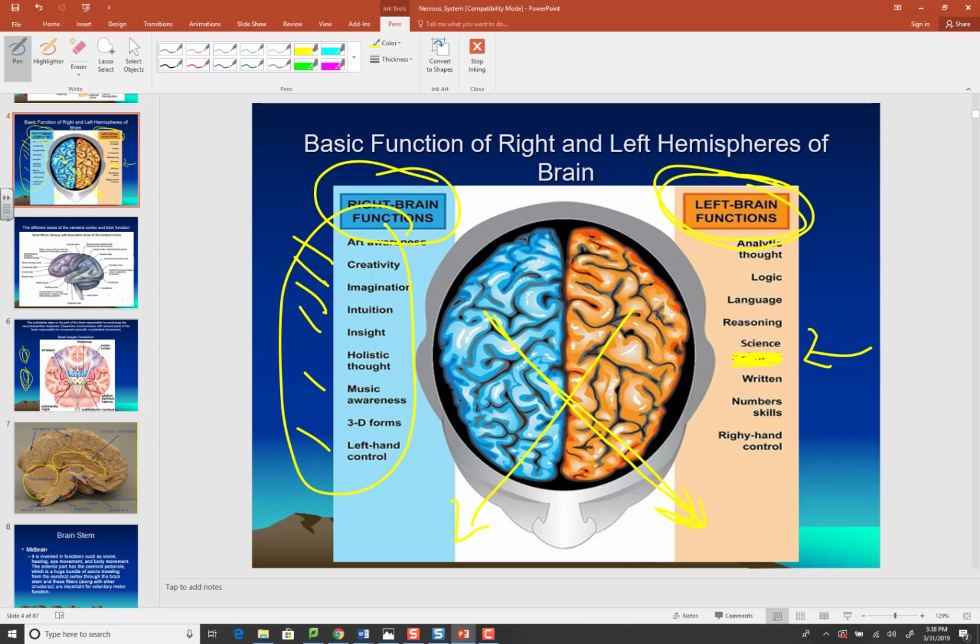So this is more the analytical side, where the right side is more of the creative side. The left side of the brain is more of the analytic side. And all I wanted you to really understand is that the right side of the brain controls the left side. The left side of the brain controls the right side.